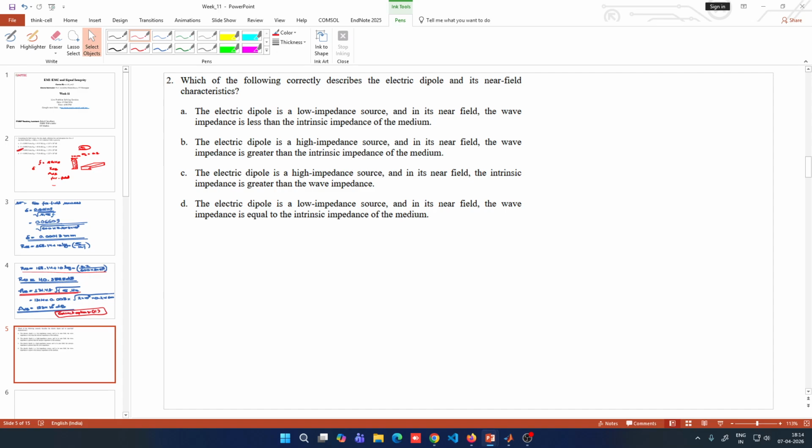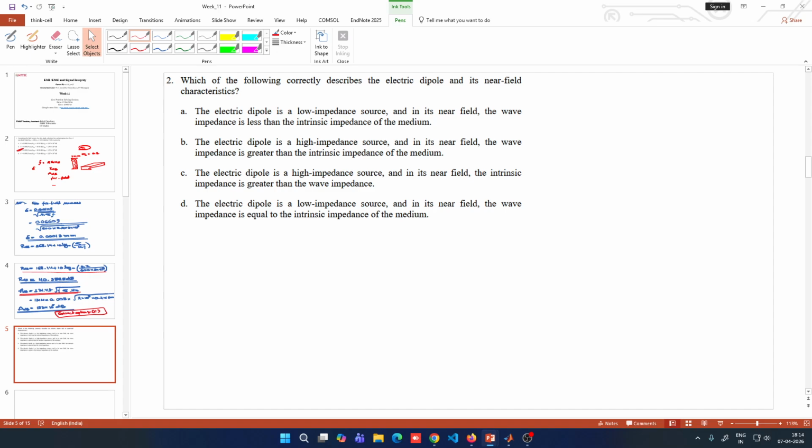Which of the following correctly describes the electric dipole and its near field characteristics? Four options are given. The question is asking which of these four statements correctly describes the electric dipole and its near field characteristics. Option A is the electric dipole is a low impedance source, and in its near field the wave impedance is less than the intrinsic impedance of the medium, which is not true.